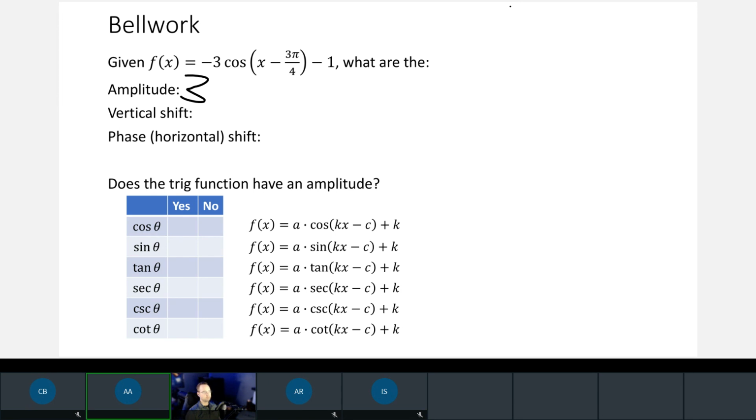Now I'll explain. Okay, so the amplitude's always 3, and the way you tell what the amplitude is, the one outside right here. The vertical shift, that would be the -1, so I'll be down 1.